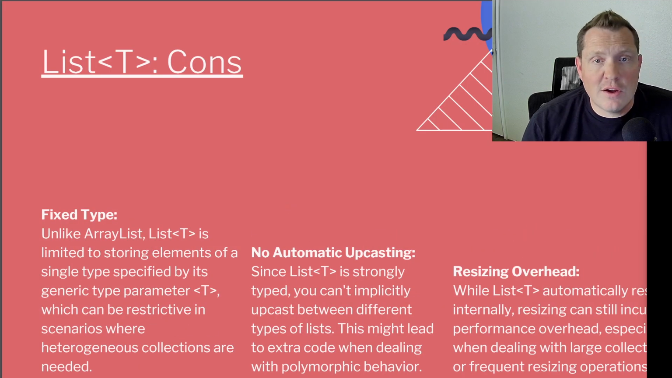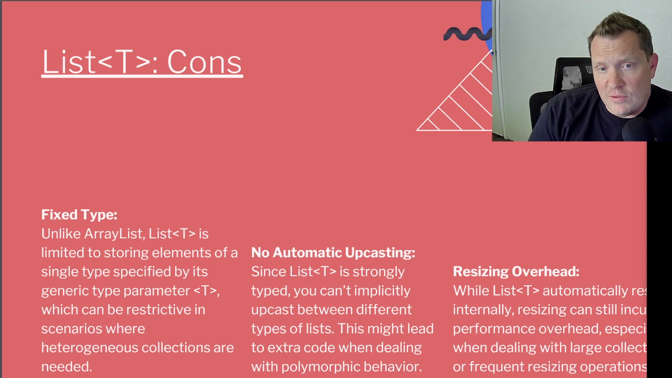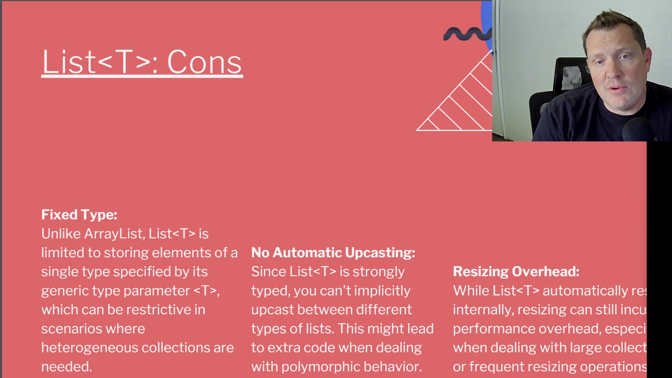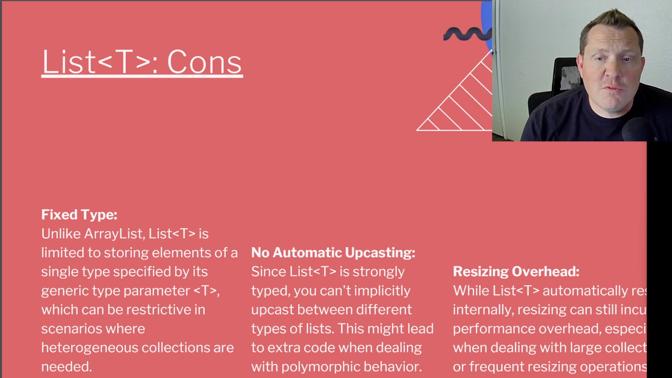Now let's talk about some of the cons of a List. So unlike an ArrayList, a List of type T is limited to storing elements of a single type specified by its generic type parameter T, which can be restrictive in scenarios where you want different types in a collection. Now, there's also no automatic upcasting. Since the List of type T is strongly typed, you can't implicitly upcast between different types of the list. This might lead to extra code when dealing with polymorphic behavior.